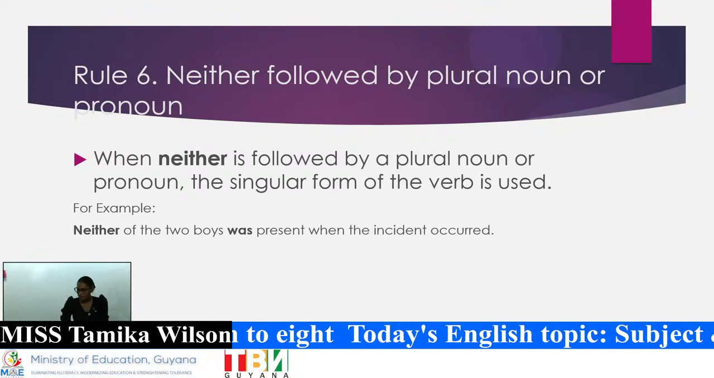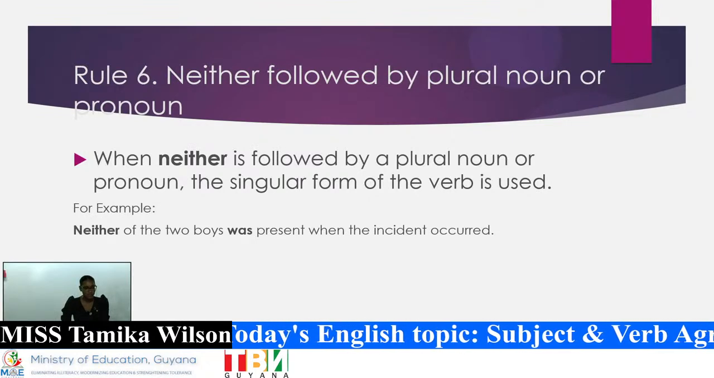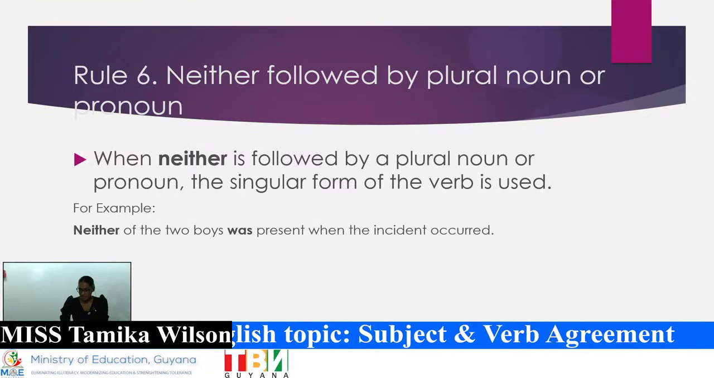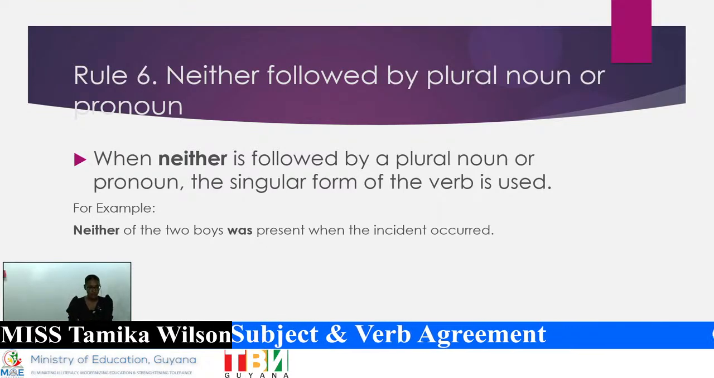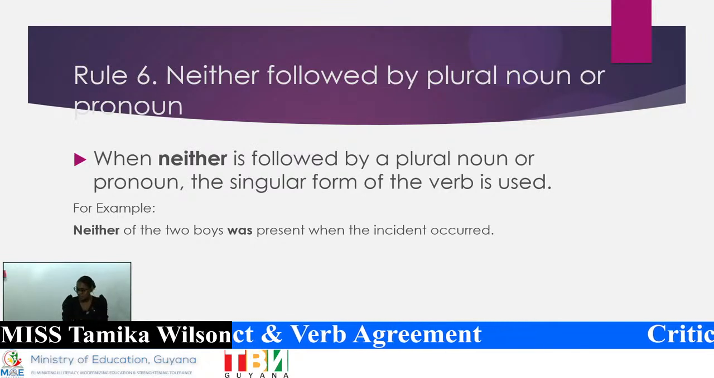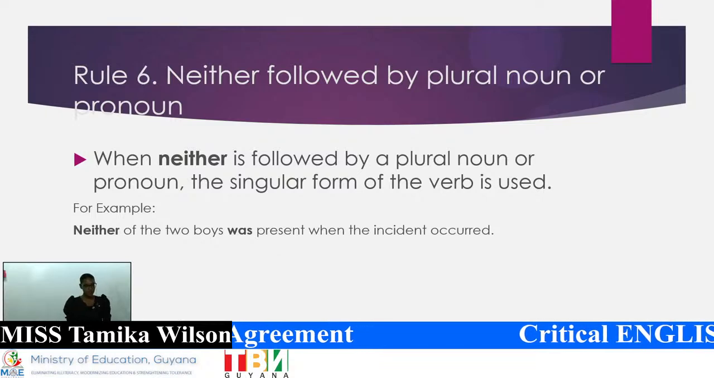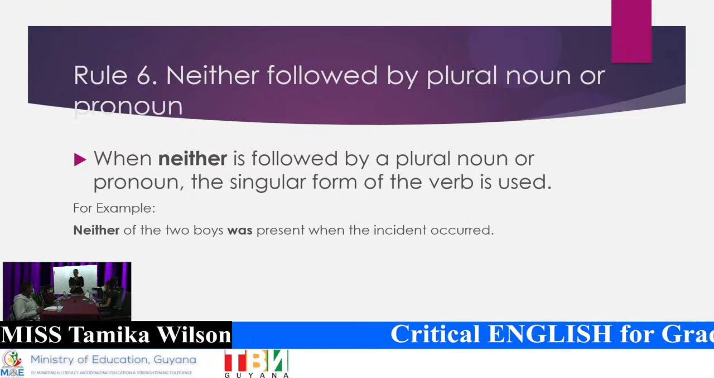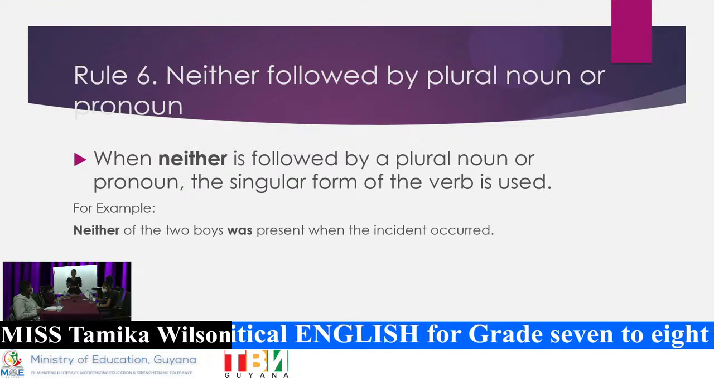No one is equivalent to what? 0. So it means that our subject must be singular. Yes? Our subject is singular, neither of the two boys. But you have two boys there. But in this case, no one was present. And so, because we have no one, it's equivalent to 0, which means that our subject is singular. And so we must use the singular form of the verb.